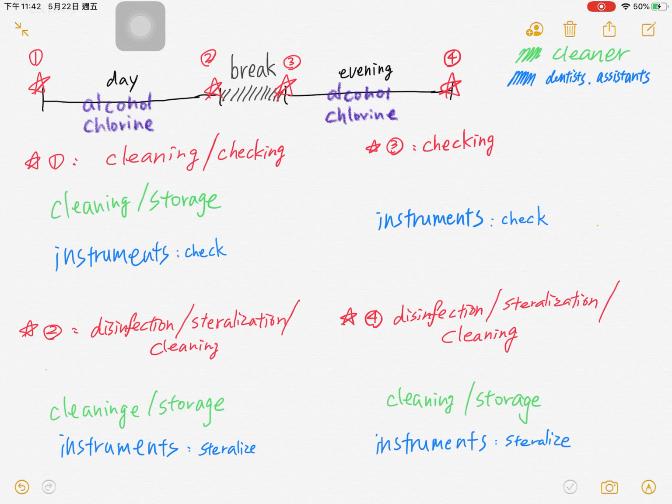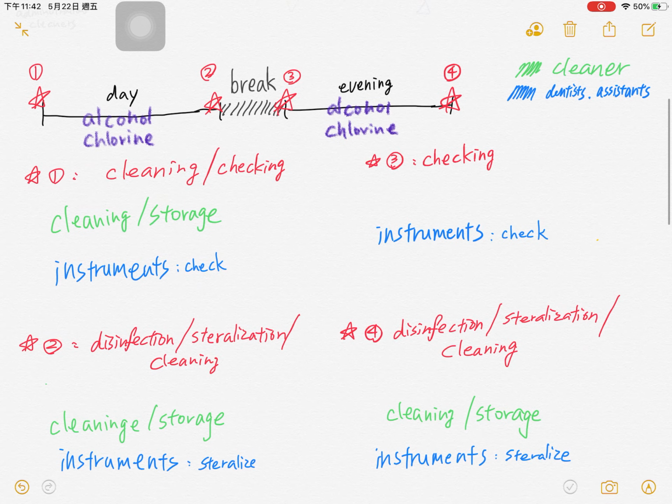It's also their responsibility to make sure that all the instruments are collected and sent into the process of disinfection and sterilization after the clinic is closed. On the graph, you can see that I have also marked alcohol and chlorine during the daytime and evening, because alcohol is the material that I want to provide to the administrators, and chlorine is the material that I'm going to provide for the dentists so they can use it while they're performing endodontic treatments.